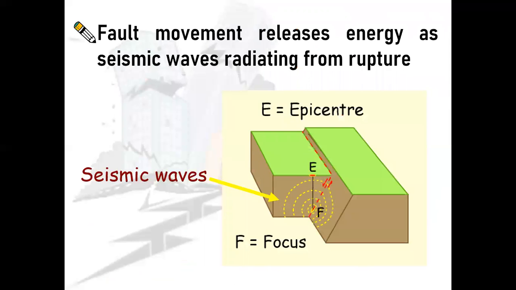Now we're going to be checking what happens deep inside a fault. You can see the fault, it's splitting the piece of ground in two. You can see there in the block. Okay, and the fault movement releases the energy as seismic waves radiating from the rupture. So we have where it started, which is called the focus. It's where it started deep inside the ground.